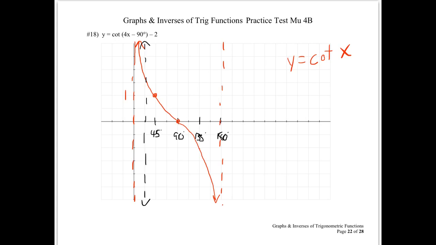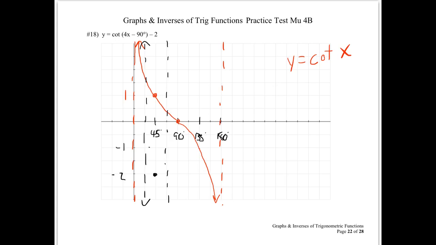Has another vertical asymptote at 67.5, which is halfway between 45 and 90. And then at 45, there's a dot at negative 2, which would be right here. At 33.75, I had a dot at negative 1.